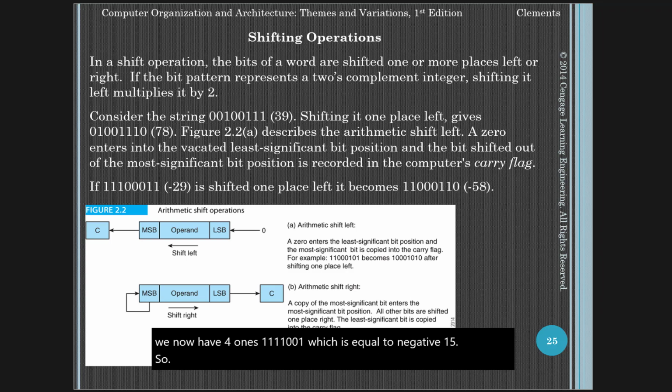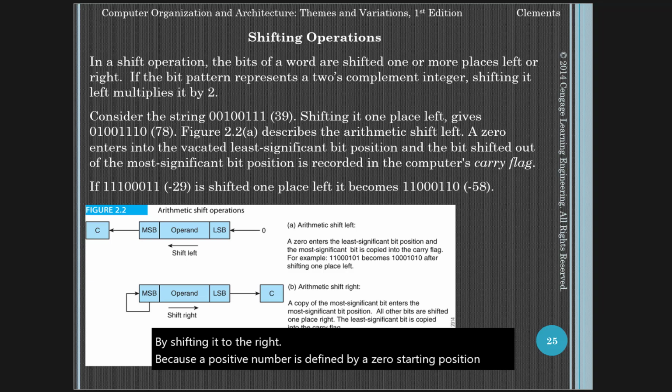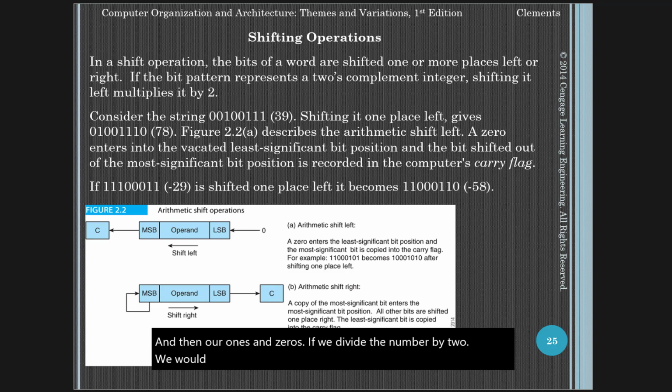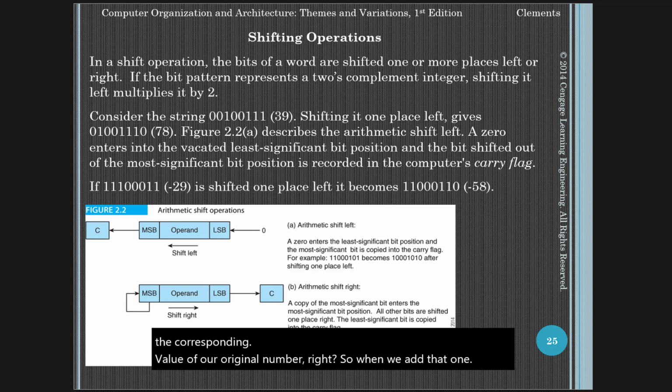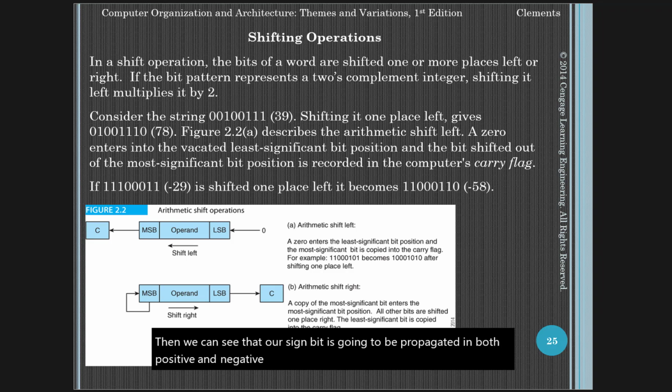So let's think about why replicating the sign bit works when dividing a 2's complement number by 2 by shifting it to the right. A positive number is defined by a 0 in the leftmost position, and then our 1s and 0s. If we divide the number by 2, we would have 2 0s on the front. Suppose we convert that number to its 2's complement form: we would start with a 1, where each of the remaining bits is the complement of the corresponding bit of our original number. So when we add that 1 and replicate it on the front, we can see that our sign bit is going to be propagated in both positive and negative cases, no matter what.